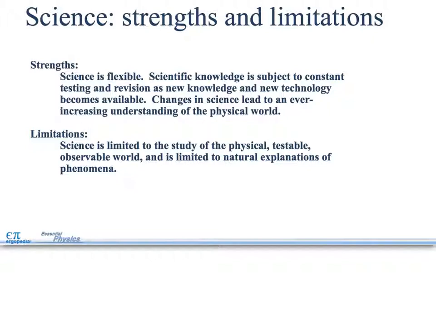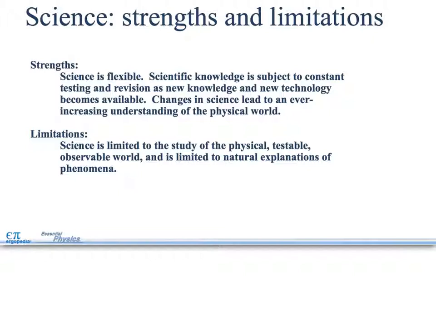All right, science, strengths and limitations. One strength of science is its flexibility. Scientific knowledge is subject to constant testing and revisions as new knowledge and new technology become available. Changes in science lead to an ever-increasing understanding of the physical world. We test things over and over again, and once we test them, we publish what our tests have found. And then other people repeat these tests and see if they get the same conclusions. So that's why it's tested over and over again until we come to some conclusion when multiple people have tested something.